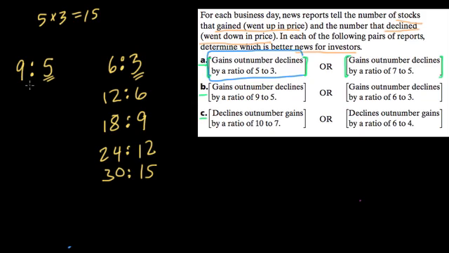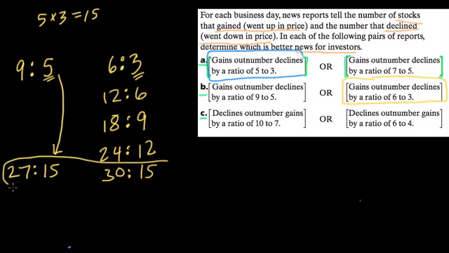And here, what's happening? Well, same thing, but this time I'll just skip ahead and triple each side. So I get 15 to 27. So what's better here? Well, this time it's better to have gains outnumber declines by a ratio of 6 to 3. And we can see it right here because in the first situation, there were only 27 people for every 15 with a loss. Here there are 30 people with a gain for every 15 with a loss. So more people have gains, right, for those 15 losses.